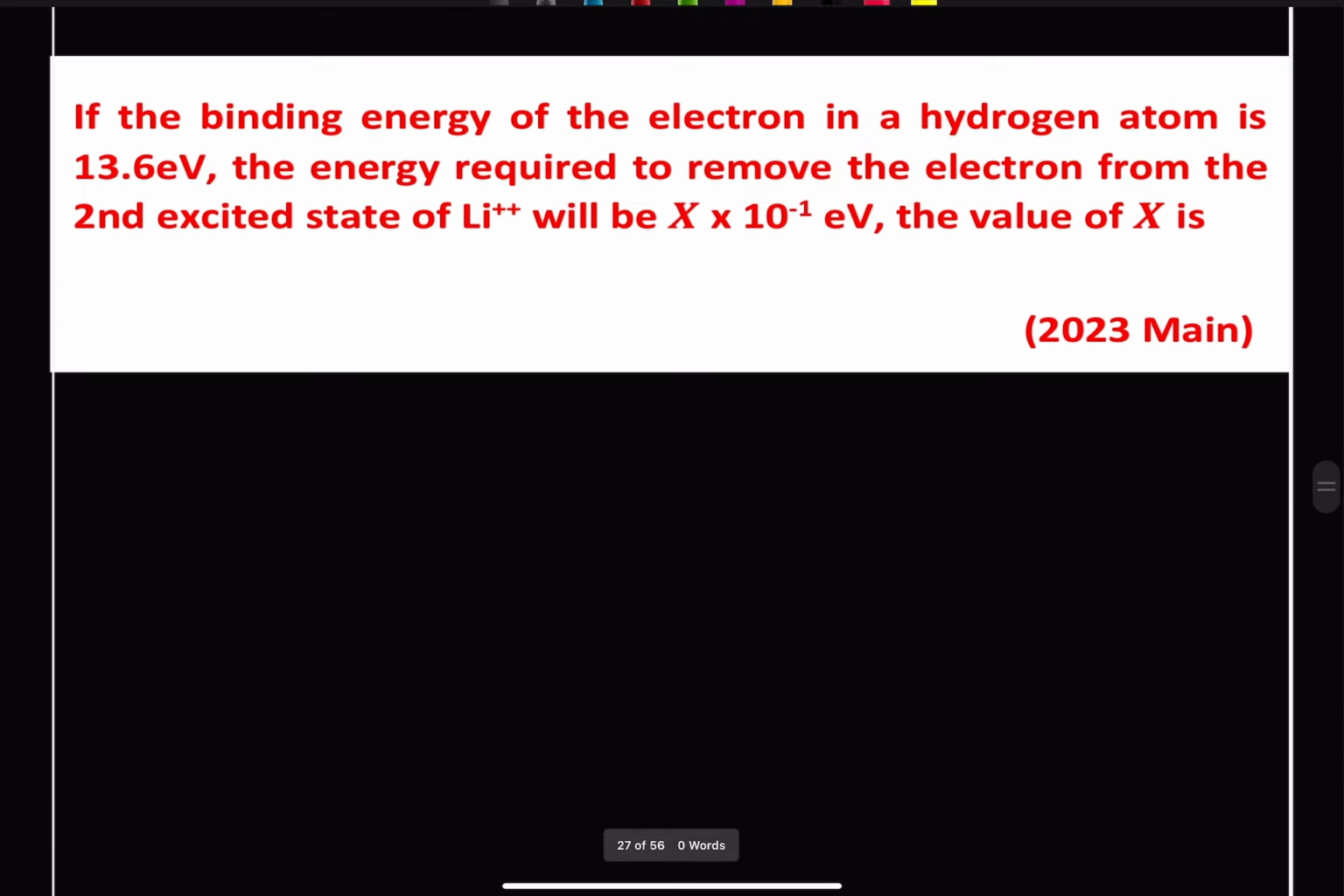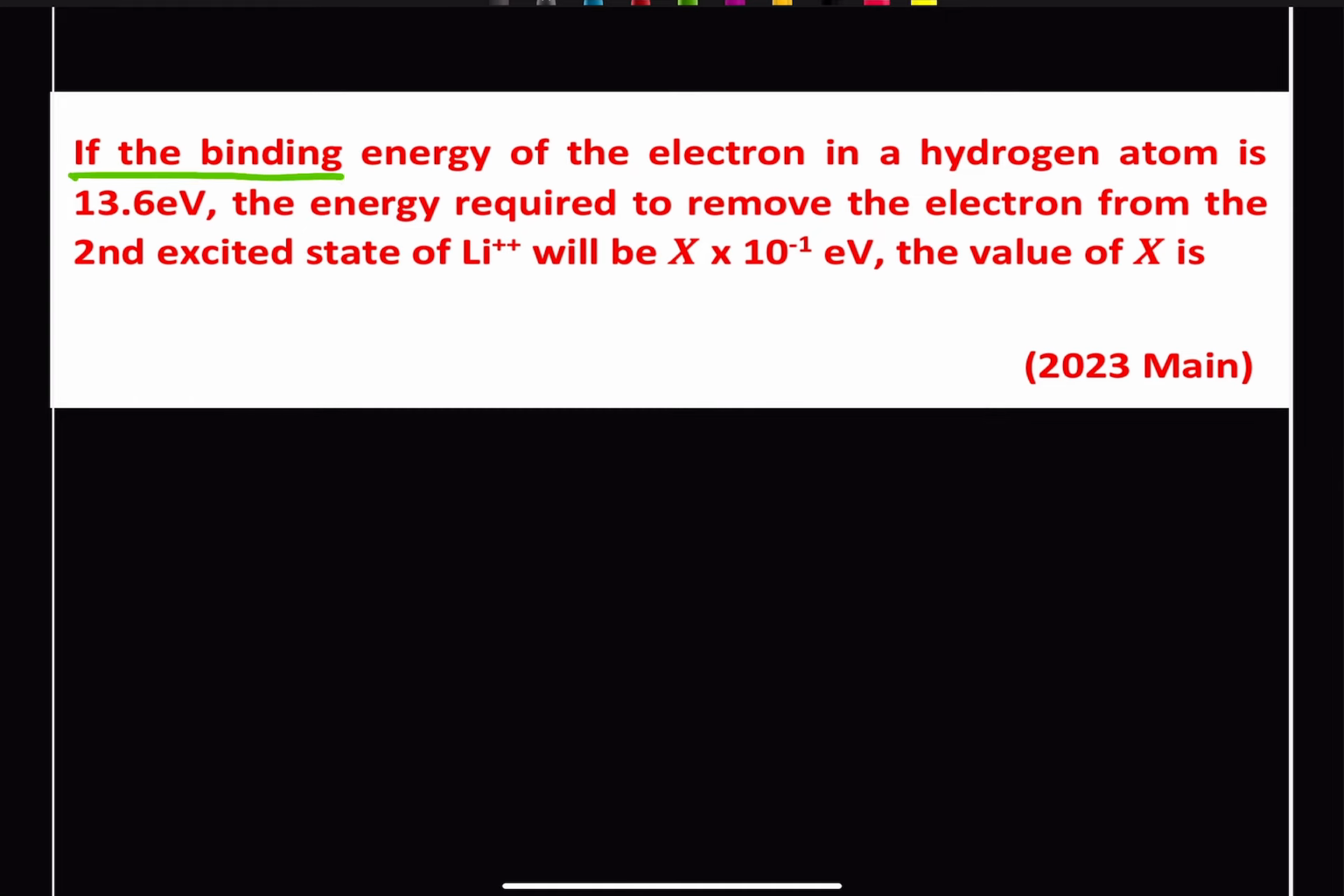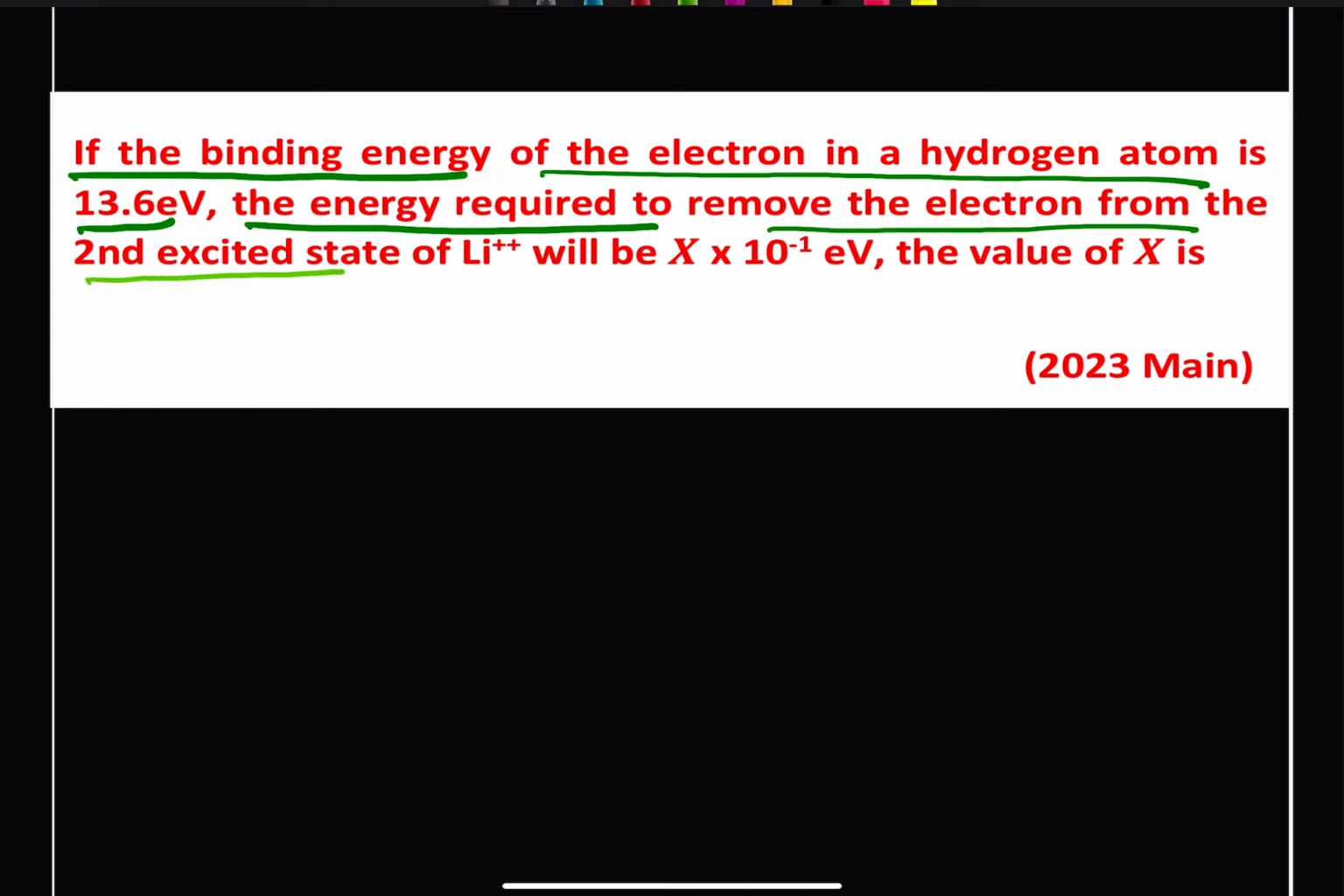Next question. It states that if the binding energy of the electron in a hydrogen atom is 13.6 electron volt, the energy required to remove the electron from the second excited state of lithium 2 positive will be x into 10 to the power minus 1 electron volt. The value of x is. In this case, we are given the binding energy of hydrogen, but finally we have to calculate it with respect to the lithium 2 positive ion. And lithium 2 positive is a hydrogen like atom, but with a different value of Z.